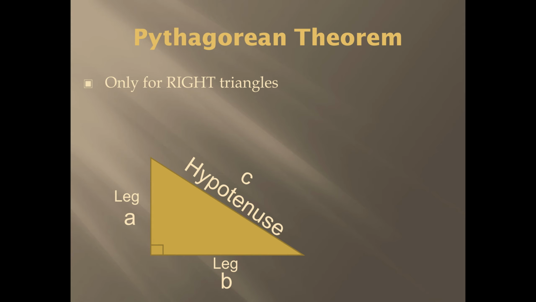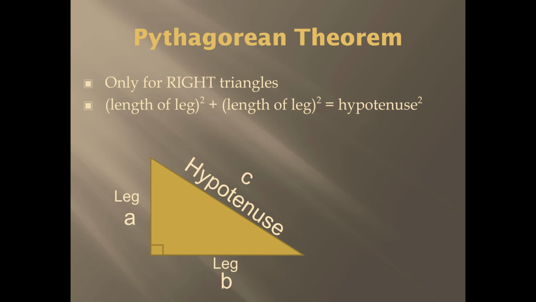So make sure you write this down, that it's only for right triangles. We can't just use the Pythagorean theorem on any triangle we want to. It's only going to be applicable for the right triangles. And this is what the theorem actually is. So you saw the proof of the theorem, right?